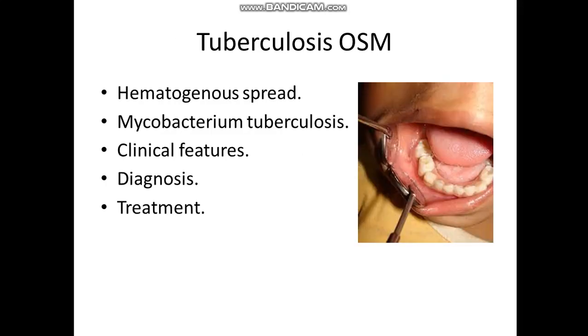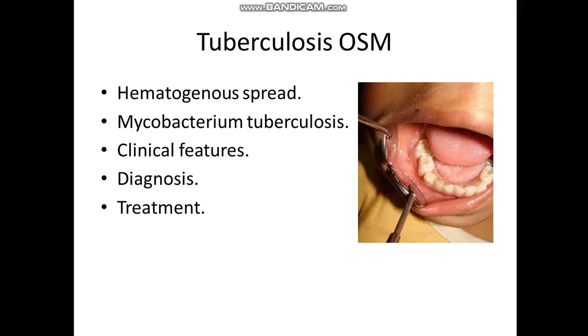So let us start with tuberculous osteomyelitis. As we know, tuberculosis is a disease of the lung. That means the target of the causative microorganism is the lung. But the infection might spread from the lung to the jaw bones or even to the vertebrae, particularly the spine. So this spreads through the hematogenous route, through the blood, infecting the jaw bone. The causative microorganism is Mycobacterium tuberculosis.